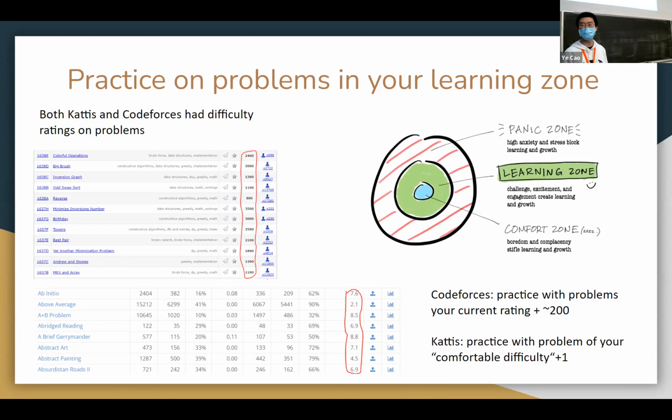If you're practicing with KACTL, practice with problems of your comfortable difficulty, whatever that means. Well, I should probably explain what that means. It means the problems that you can comfortably solve. The hardest problem you can comfortably solve, the difficulty of that problem plus 1. That should be about where your learning zone is going to be.